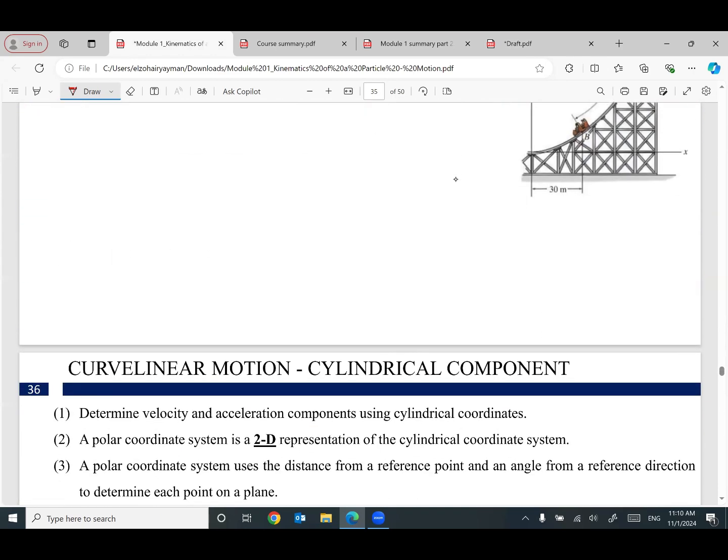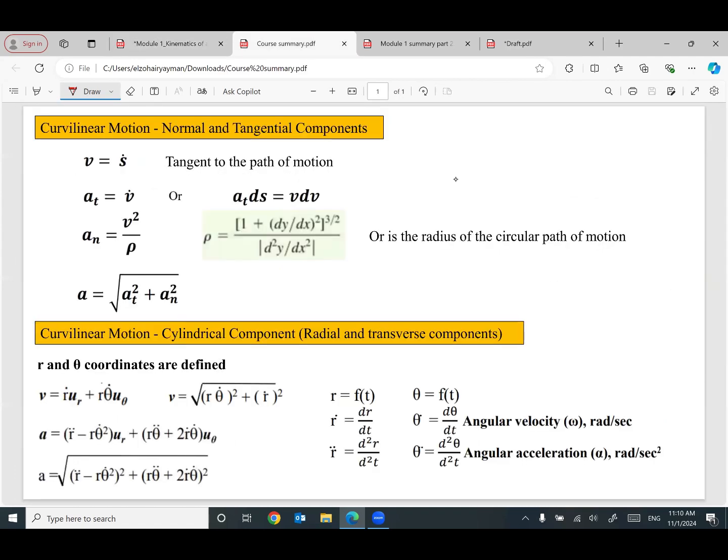To summarize these expressions, here you go. For your velocity, we will have only one value, which is tangent, equal to the first derivative of the position with respect to time, S dot. That makes sense? For your acceleration, we will have two components, one tangent and one in the normal direction. The tangent equals the first derivative of the velocity with respect to time, v dot. The normal component is v squared divided by rho.